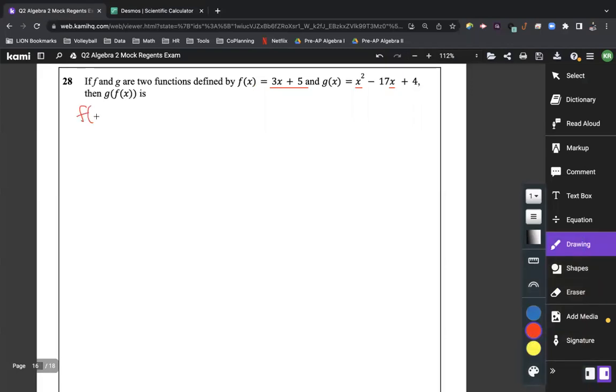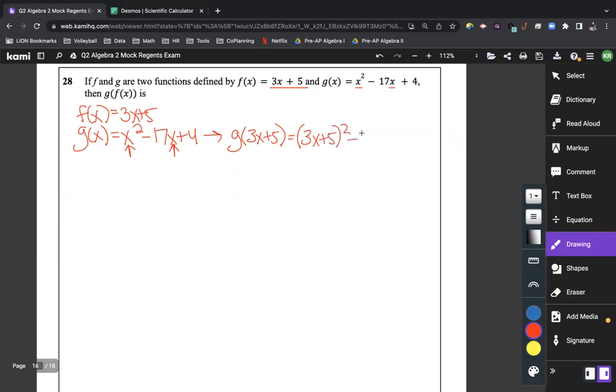So I know that f of x equals 3x plus 5, and g of x is this long string of a function minus 17x plus 4. I have to plug in for this x and for this x, which is going to give me g of f of x. I'll start substituting now. G of 3x plus 5 equals 3x plus 5 squared minus 17 times 3x plus 5, and then plus 4. The attention to detail.